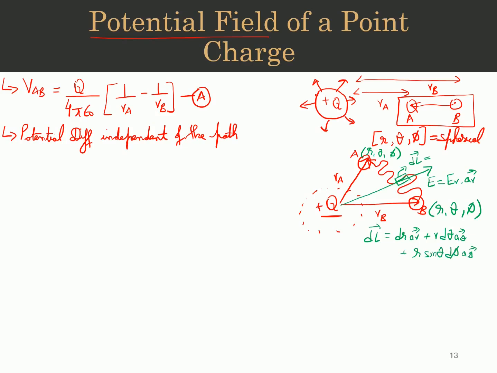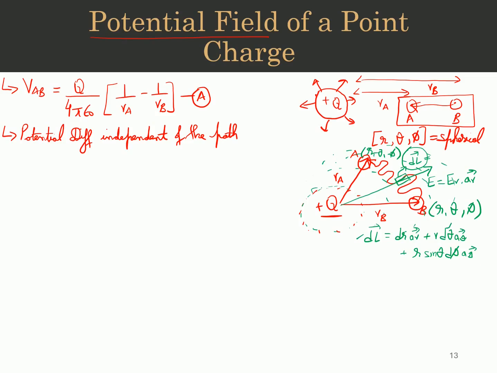This is the representation of dL, the incremental distance or small path that we have selected to find the potential difference of a charge moving from point B to point A inside the field generated by the source point charge plus Q as shown here. This might be the field that is covering the whole area.